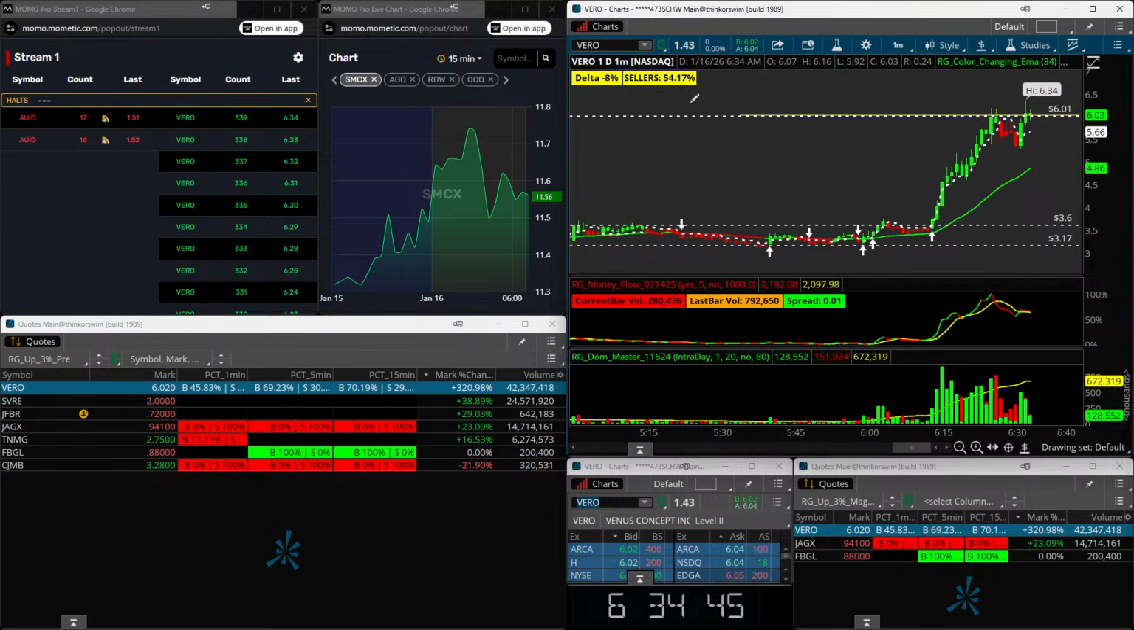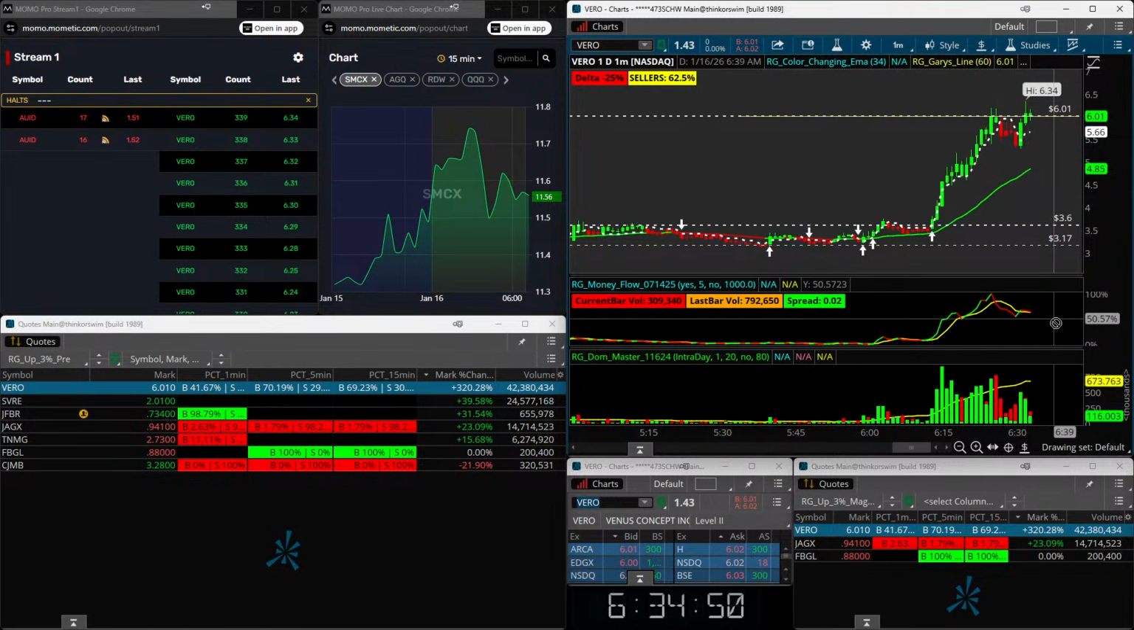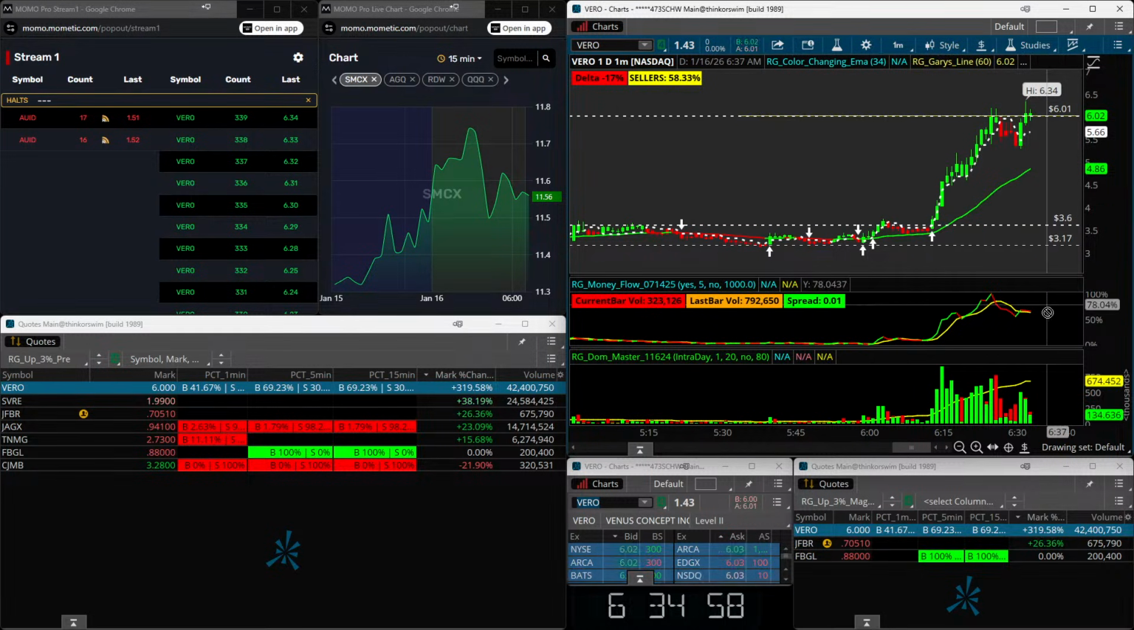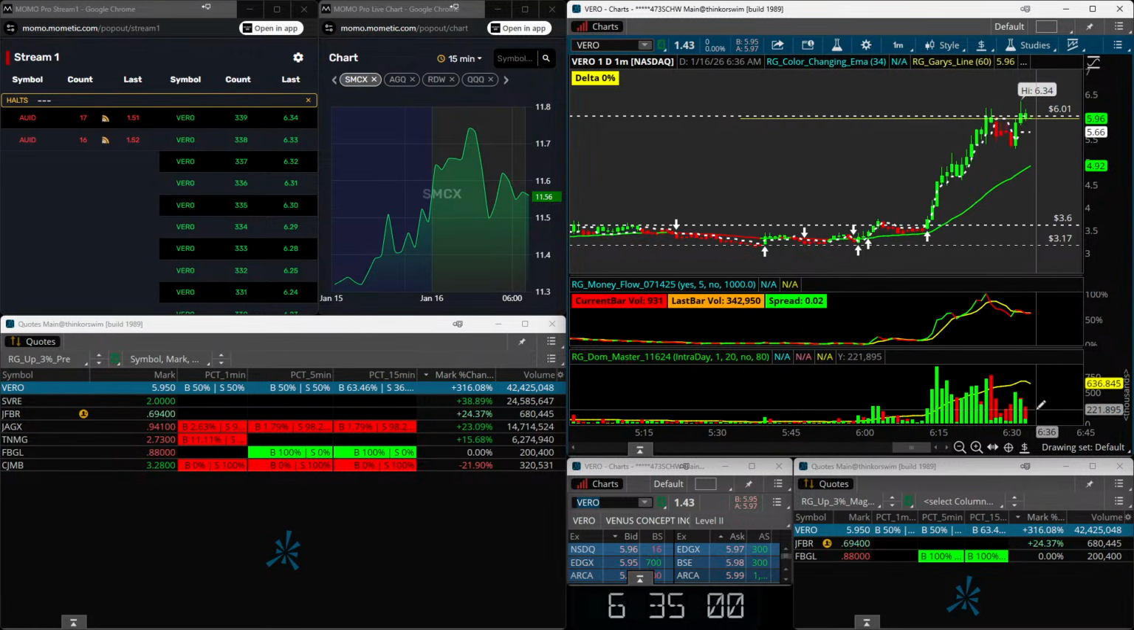Percentages are low, yellow, not green, red. Money flows flat, nothing breaking the yellow bar. So we know everything that's happening right now, and that adds up to nothing. Nothing's happening right now.